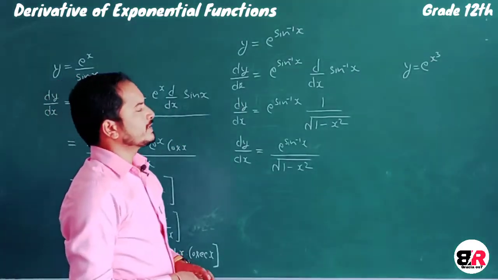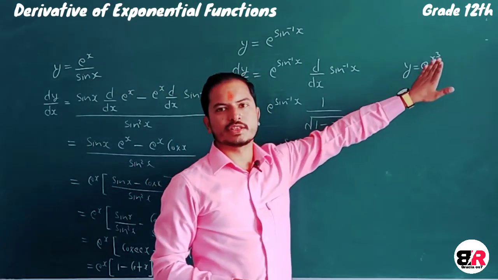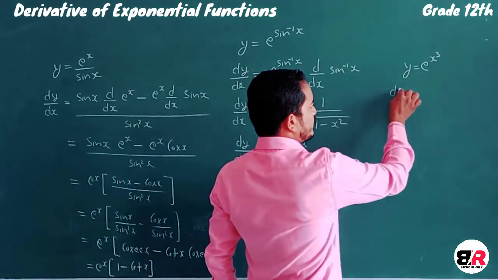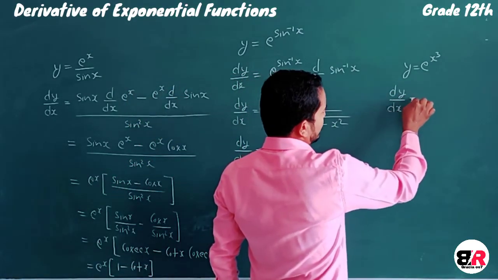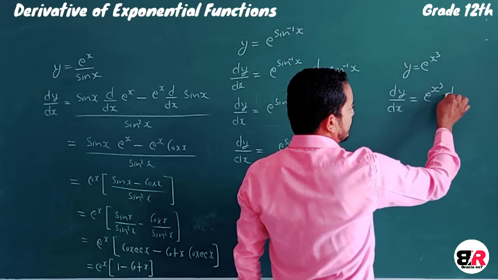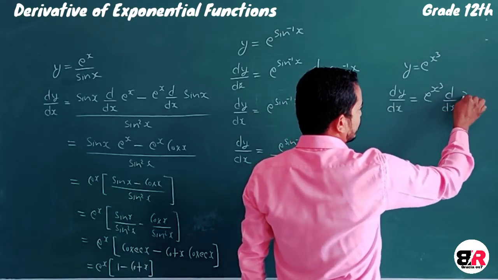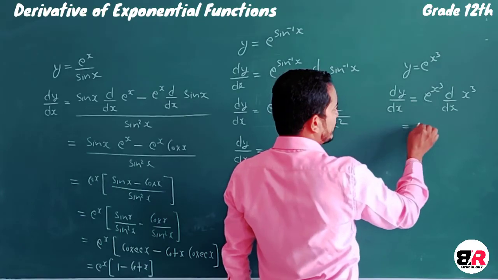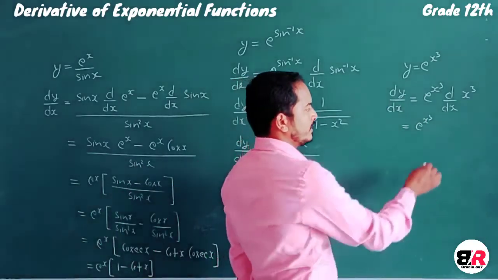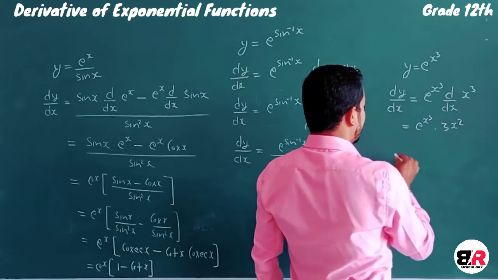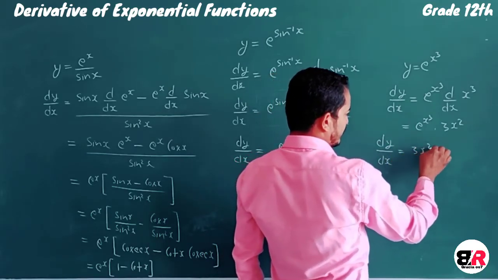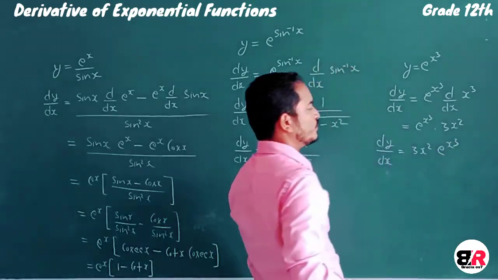Now let us move to the next example, that is y is equal to e to the power x cube, and we need to find the derivative of this function. So differentiate both sides with respect to x. Then dy by dx is equal to the derivative of e to the power x cube, which will remain the same, e to the power x cube, but by chain rule it will be times the derivative of x cube. We know that the derivative of x cube is 3x square. So we have the required answer, that is dy by dx is equal to 3x square into e to the power x cube.